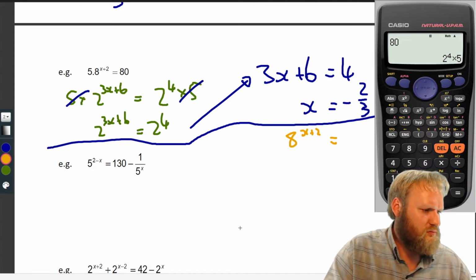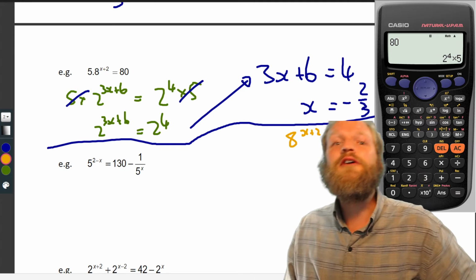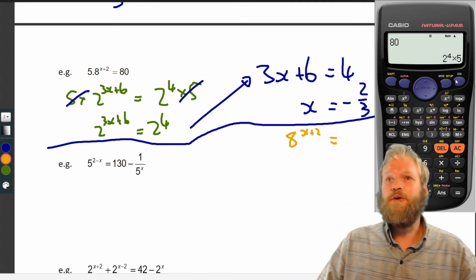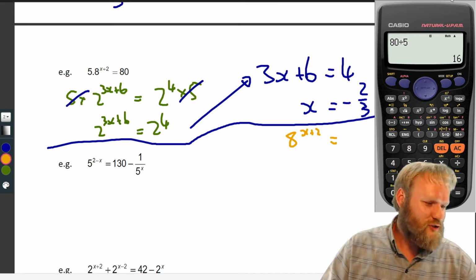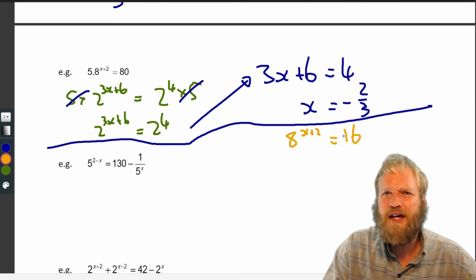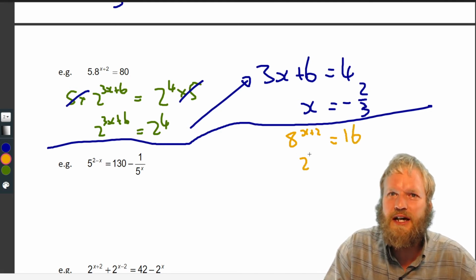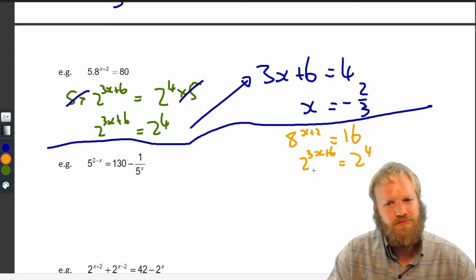What do we get? Hello, calculator. There you are. Where's it on my screen? Whoa, I can't see it. Must be there somewhere. There, I got it. So we got 80 divided by, isn't it just 16? Come on. Yes, winning. So we got 16, right? Equals 16. Okay, now we need to make the bases the same. So now we go 2 cubed equals 2 to the 4. That's what we had before.